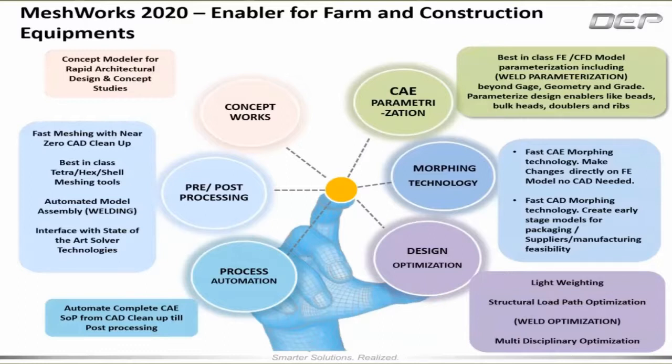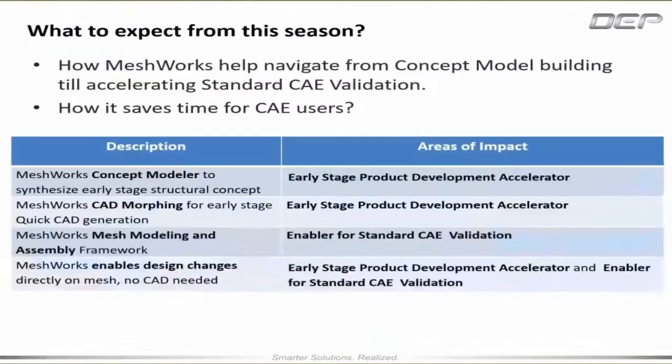Further to that, we are going to also see pre-processing demonstration focused on several kinds of weldings and how we do it and what benefit it adds up to your process. And we are also going to see, as part of CAE parameterization, how we are able to do changes to the design on the FE model live without waiting for CAD. So in a nutshell, you're going to see several things as to how MeshWorks really plays the role in the product development cycle as far as the farm and construction equipment industry is concerned.